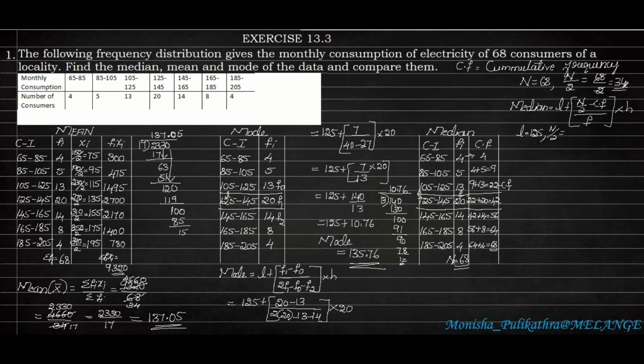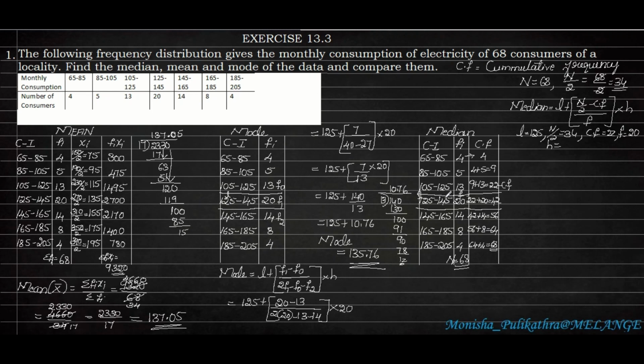N by 2 we have already calculated, that is 34. Next is CF, that is cumulative frequency. Whatever cumulative frequency row we have selected, the previous number to that cumulative frequency is considered as CF. Okay, CF is 22. Next F. F is the center frequency which is obtained here. Whatever row we have selected, the center frequency Fi is the F here. So frequency is equal to 20.